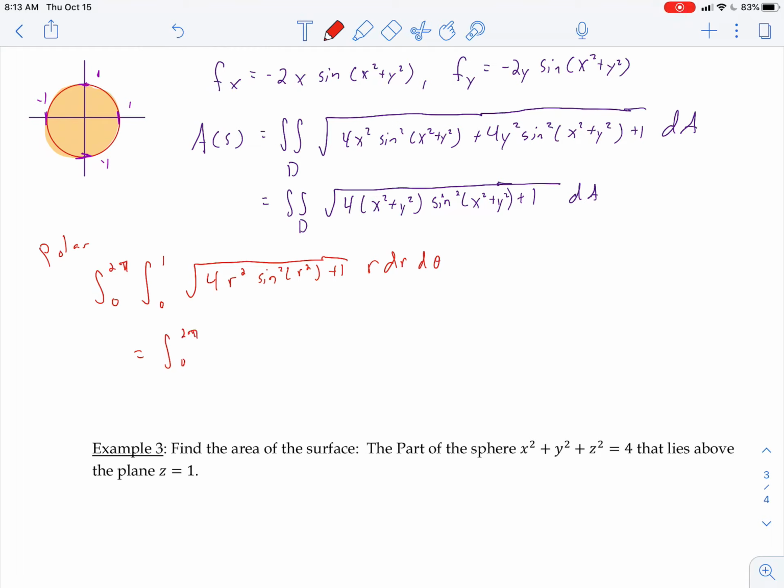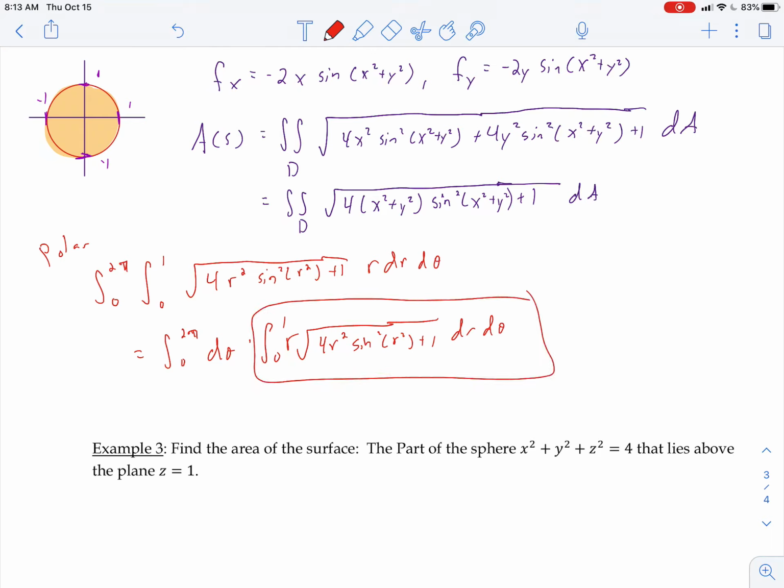All right, then I can break this up to be the integral from 0 to 2 pi of d theta times the integral from 0 to 1 of the square root of 4 r squared sine squared r squared plus 1, and I'll put the r out in front, dr. Now, this integral stinks. Let's let the calculator take care of that, and I'm going to go ahead and do this one, because that's very easy.